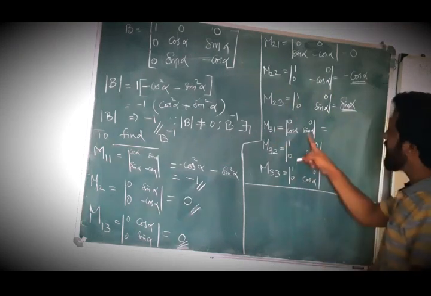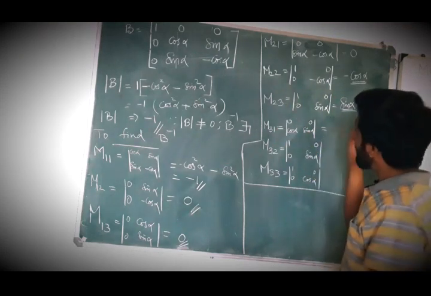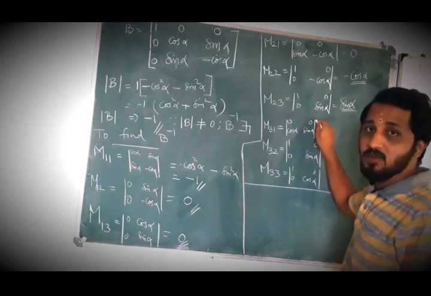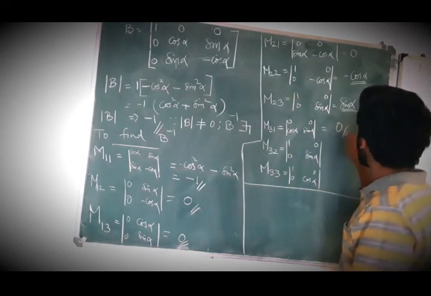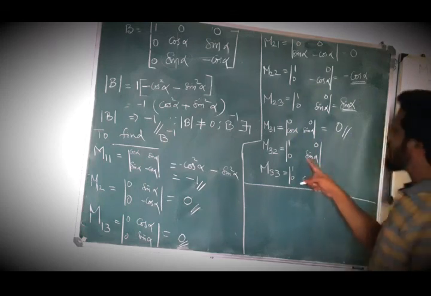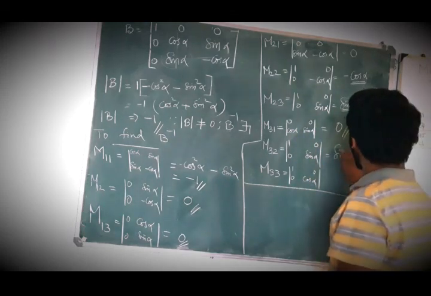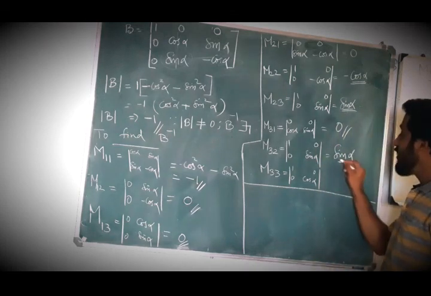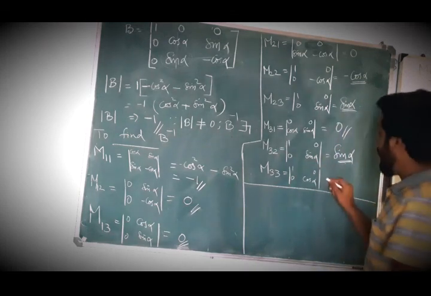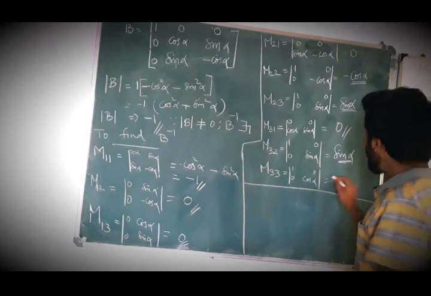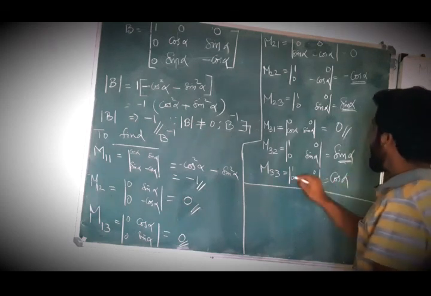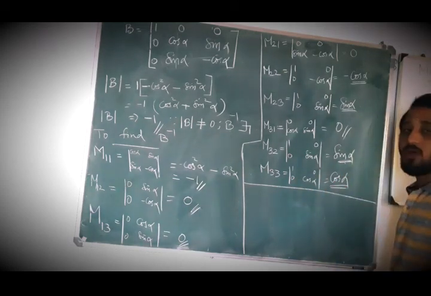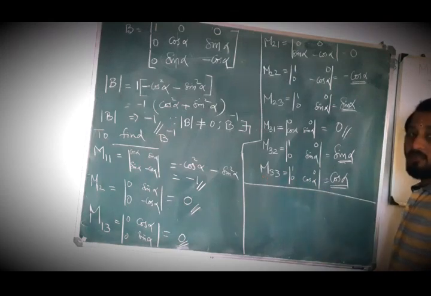What is m31? Sin alpha into 0, 0. Minus cos alpha into 0, 0. 0 minus 0, 0. Is it clear? Now sin alpha into 1, sin alpha, minus 0 into 0, 0. So the answer is sin alpha for m32. Now what about m33? Cos alpha into 1 is nothing but cos alpha. 0 into 0 is 0. So cos alpha for m33.